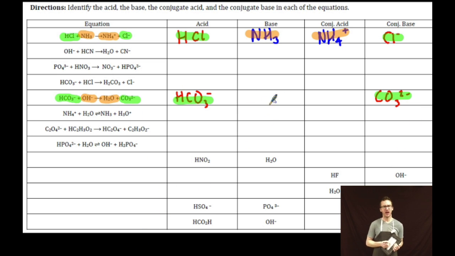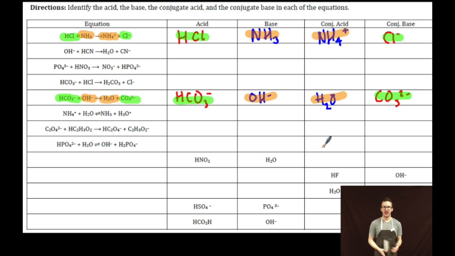Again, think about how they compare. The hydroxide ion, OH-, is acting as a base. In order for it to become water, it must accept a hydrogen ion, and by definition, that makes it a base. Its conjugate pair, in this case, will be water. Boom, our second conjugate pair.